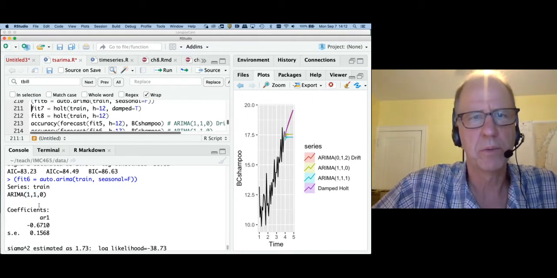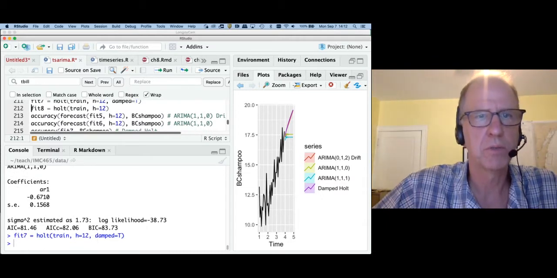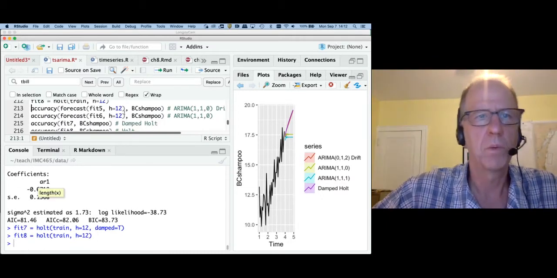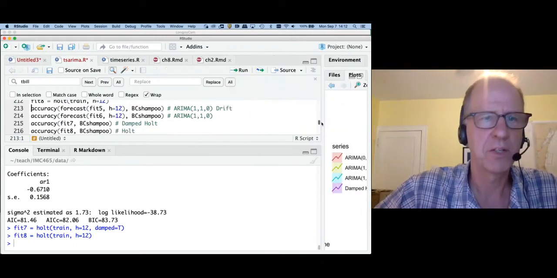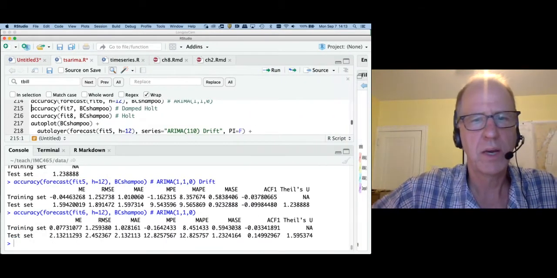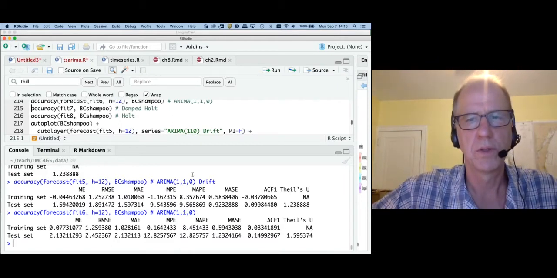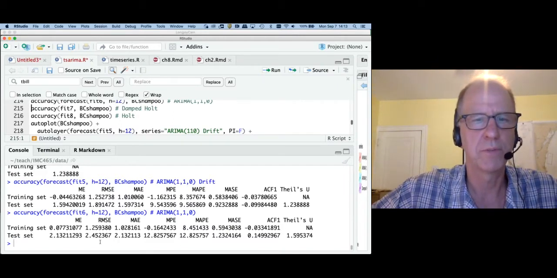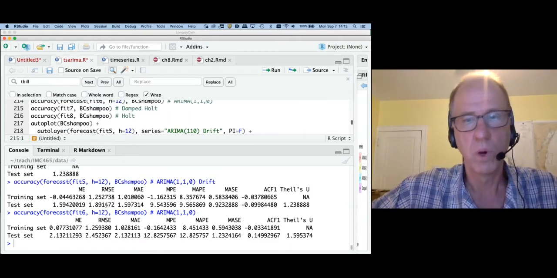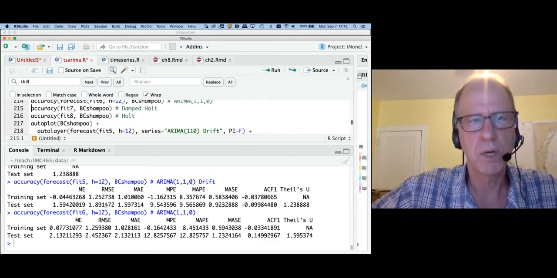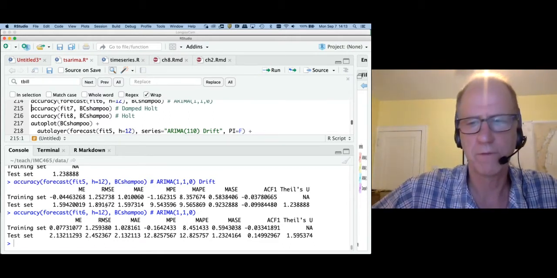I'll compare that with 2 different Holt models. So one with the damped trend, one without the damped trend. We can use the accuracy function to compare the measures on the test set. Here we have our measures for the drift model, for the one without drift. What we see is that on the training set, both models do pretty well, but on the test set, the one with the drift term does much better, as we saw from the plot.